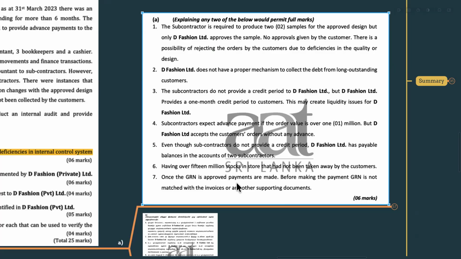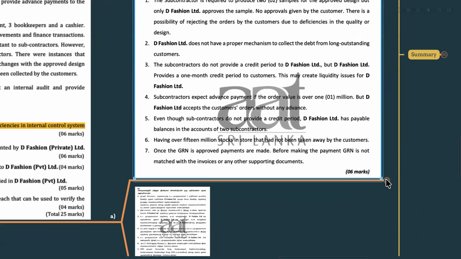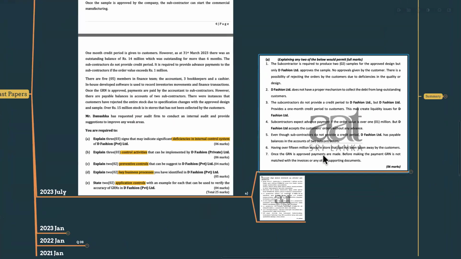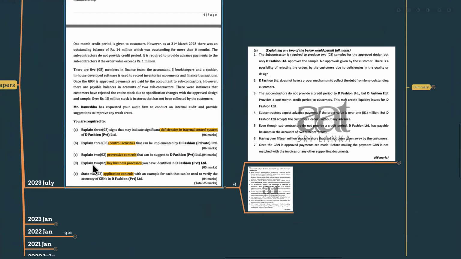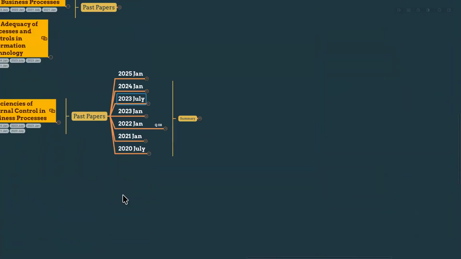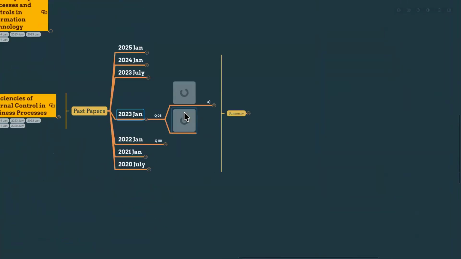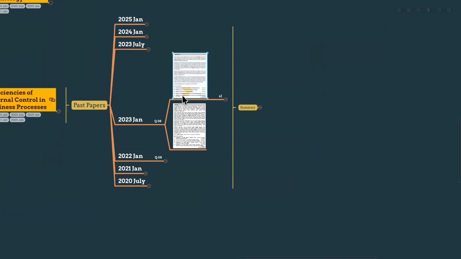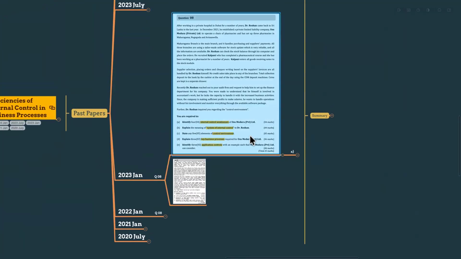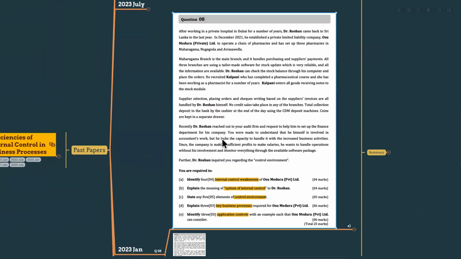And once the GRN is approved, payments are made. Before making the payment, the GRN is not matched with the invoices and any other supporting documents. I said three-way match. So my dears, these all are problems. Easily you can identify, easily you can recommend the solutions. That's the way I was teaching you. So make sure, please take 25 marks from this section.